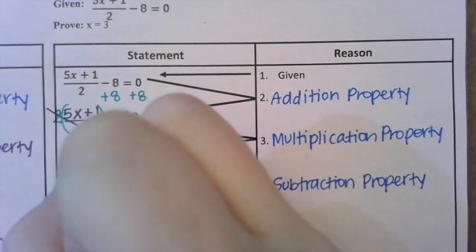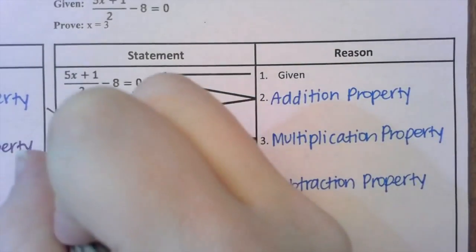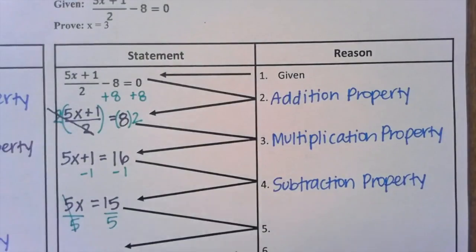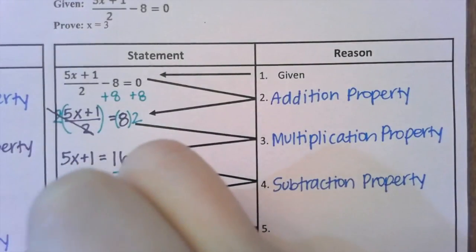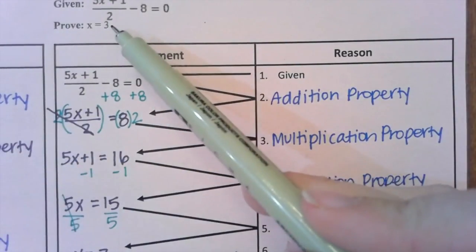Then we'd need to divide by 5 on both sides. So those would divide that out, and we would be left with x equals 3, which is what we were trying to prove.